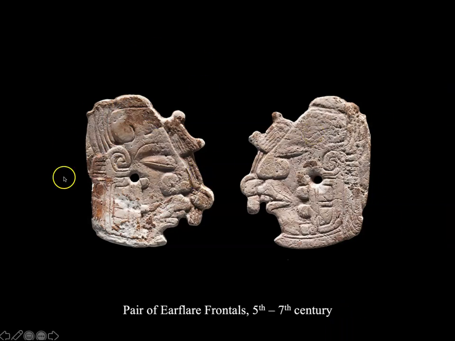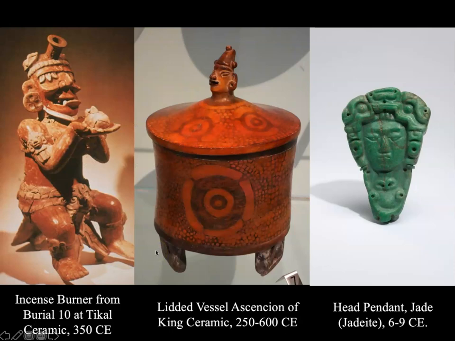I included these as something I was researching this time around: these are ear flare frontals, meaning Mayans would gauge their ears with these jade earrings, and these would go on the front of those structures. And for some reason they call them ear flare frontals, which I find to be funny. And here's some other objects as well. So an incense burner, a vessel, a pendant. So different objects using human as well as godlike representations in these fantastical art objects.